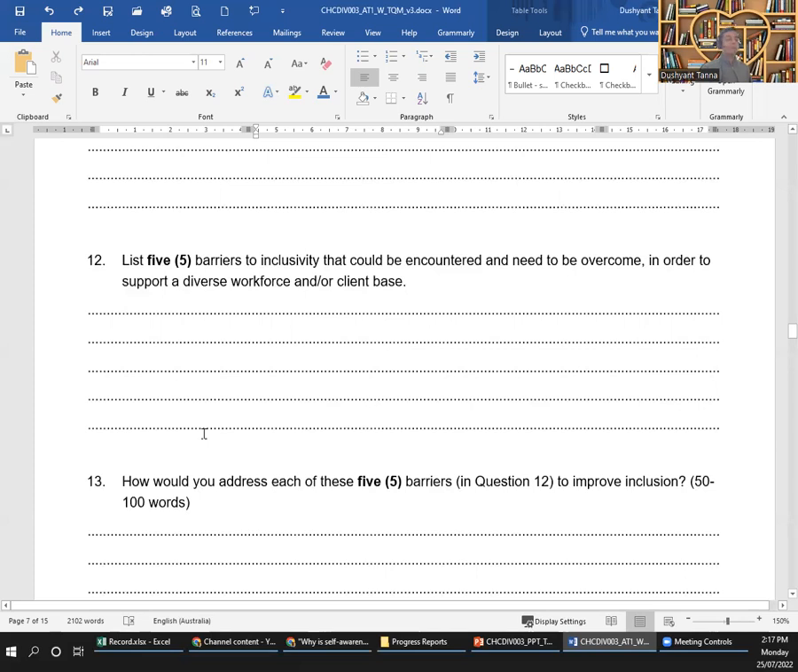Next could be the working environment. If there is groupism, then you need to break those barriers. Tell everyone, this is not professional, this is not all right, it's against our policy, and that's why policy is the first step. Next is work hours.